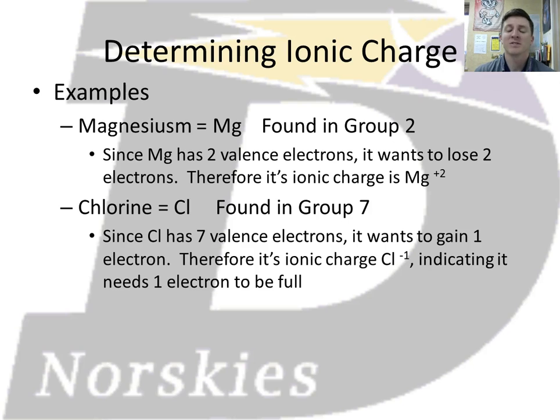Chlorine is the opposite because it's found in group 7. It has 7 valence electrons at its outermost energy level.